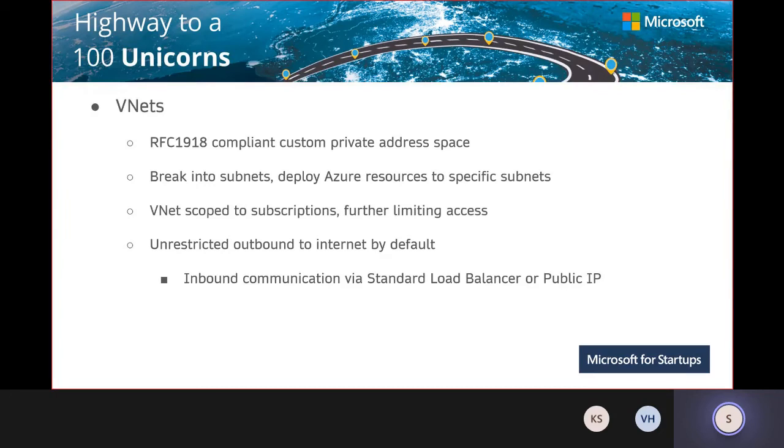So coming back to this, you break into subnets. Each of the subnets, you can scope it to VNets. You can say that this subnet can have access only from this subnet. So you are further limiting access. The good thing about Azure VNets is that by default, your outbound is unrestricted. So if you bring up a VM and you're trying to update the system, there's nothing preventing it. But by default, inbound communication is not allowed, and it is only via a standard load balancer or a public IP, either of which you need to explicitly specify.